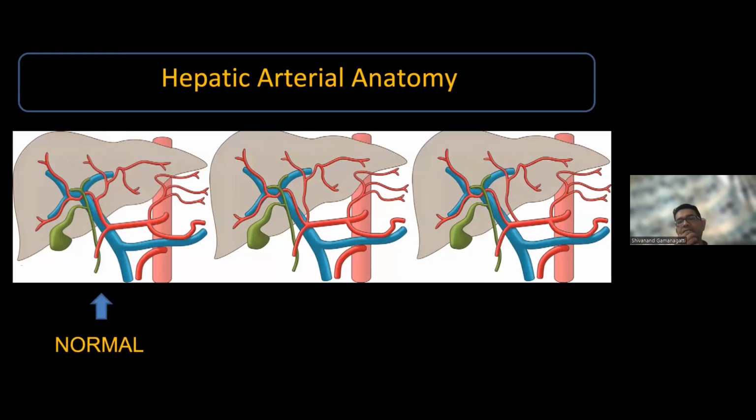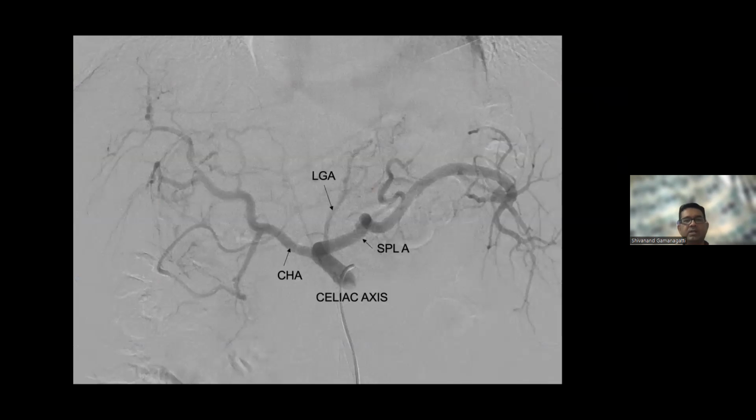So coming to the arterial anatomy. In the body, the hepatic artery has significant variations. I will not go into each variation, but remember that it has a lot of variations. Typically, if you get an angiogram, how do you interpret it?